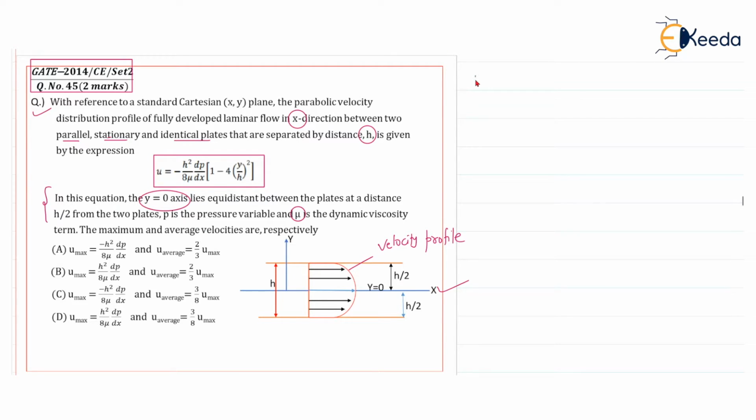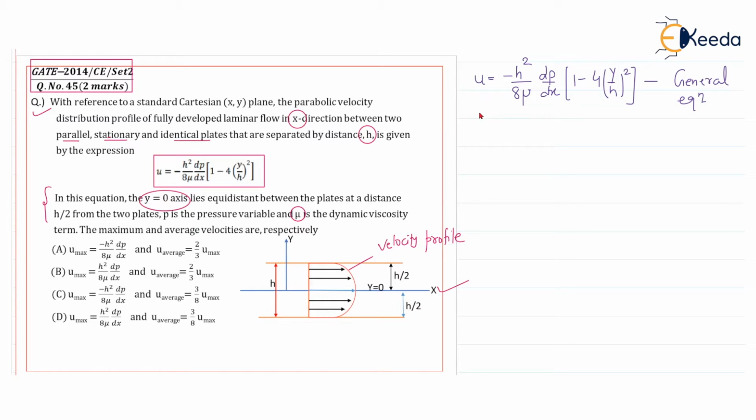The equation u is equal to minus h square by 8 mu dp by dx into 1 minus 4y by h whole square. So when you write a small u here, it means this is the expression for the velocity at any point. That means it is also the general velocity formula, general equation. So you represent the velocity at any point inside the plate or between the two plates.